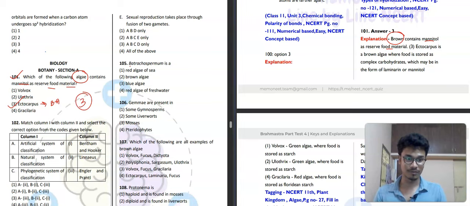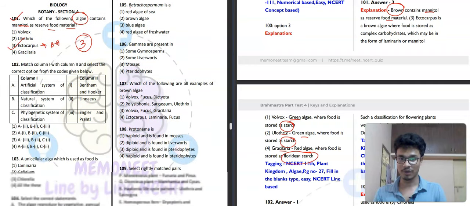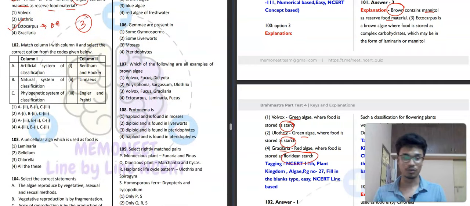Let's also check the other options. Volvox is a green algae, Ulothrix is also a green algae, and Gracilaria is a red algae. In green algae, the reserve food material is starch, and in Ulothrix it is also starch, and for red algae it is Floridean starch. Now moving to question 102.